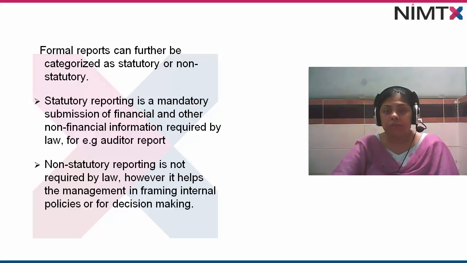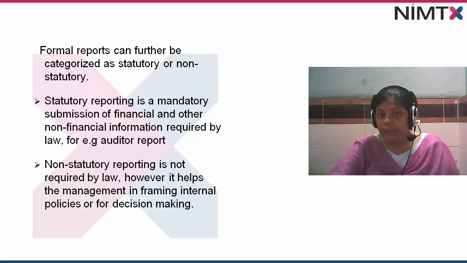They have to send it to the government for analysis. And an audit report is again a statutory report because it is required by law.